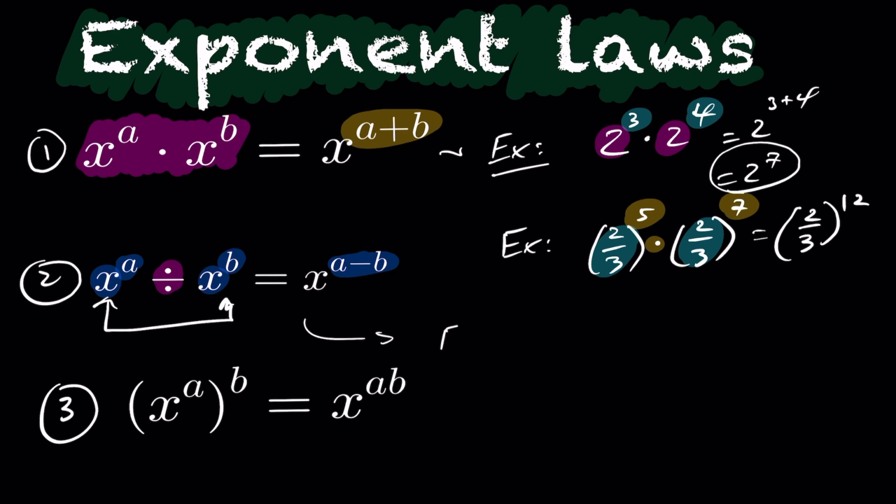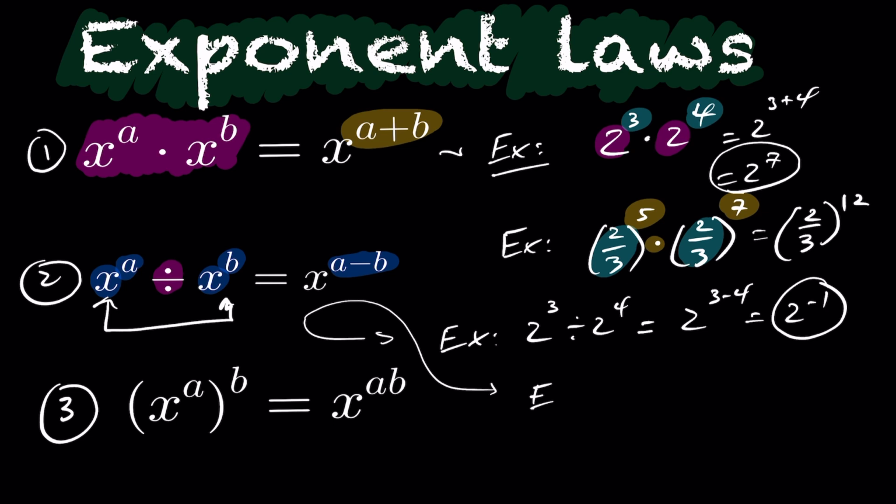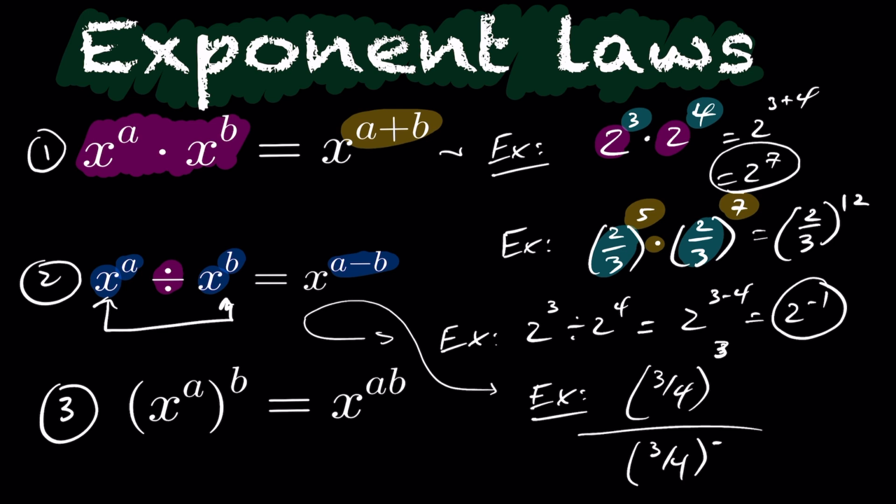As a quick example, if instead of 2 to the 3 times 2 to the 4, I have 2 to the 3 divided by 2 to the 4, now I'm dividing with the same base, and that's going to end up being 2 to the a minus b, so 3 minus 4, which is 2 to the negative 1. As a secondary example, it also works with fractions. You can have 3/4, and sometimes they even write it non-linear, so there'll be 3/4 to the power of 3, and let's say 3/4 to the power of negative 1.